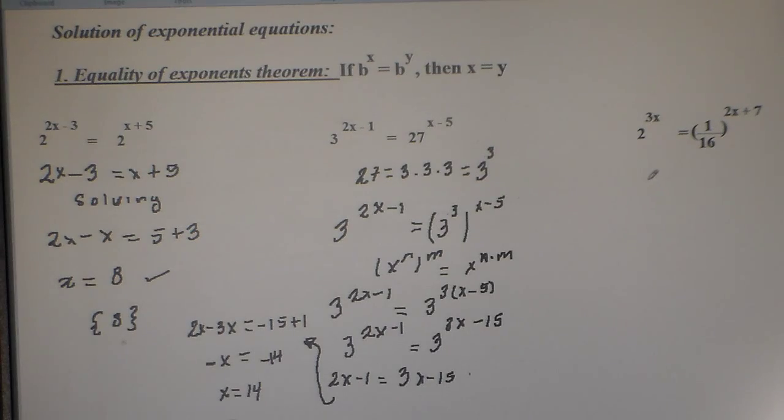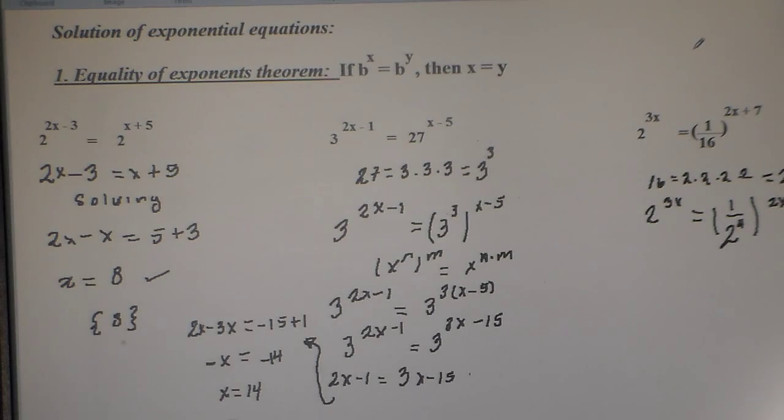Can I just break down the 16 into an exponential expression base 2? Yes. Why? Because 16 is 2 times 2 times 2 times 2. That is the same as 2 to the power of 4. We're going to substitute the 16 that is the denominator here by 2 to the power of 4, and we get 2 to the power of 3x equals 1 over 2 to the power of 4, to the power of everything, to the power of 2x plus 7.